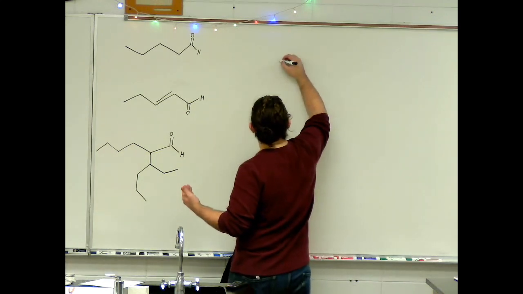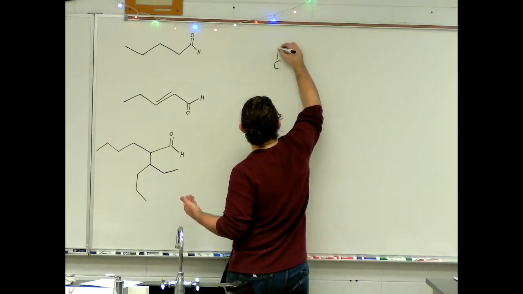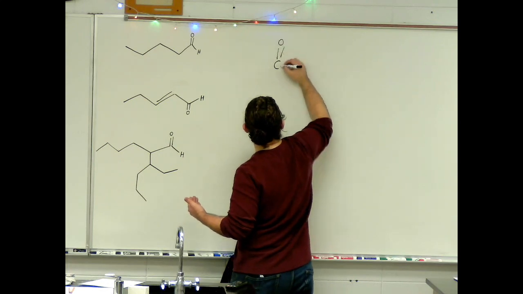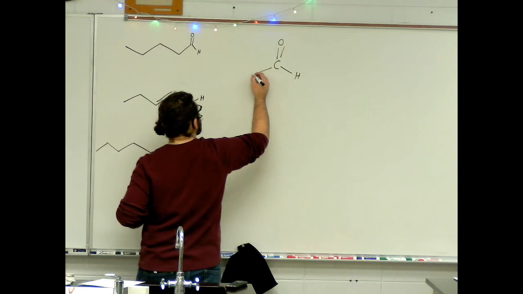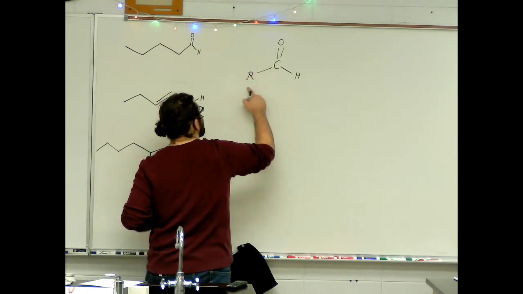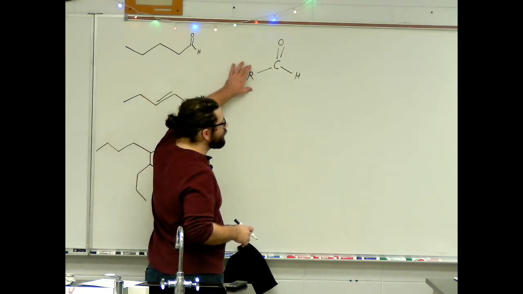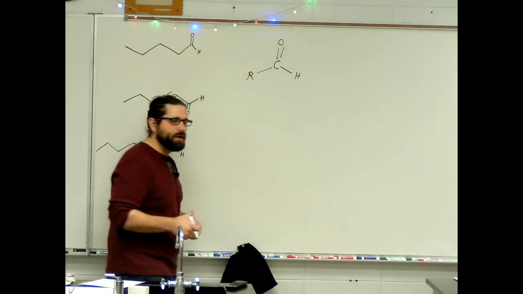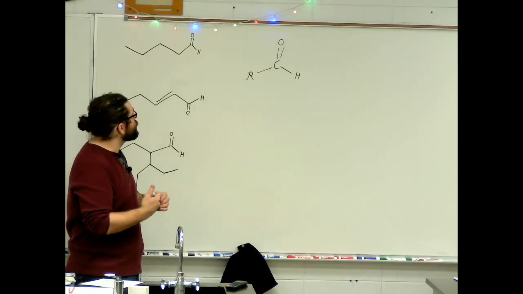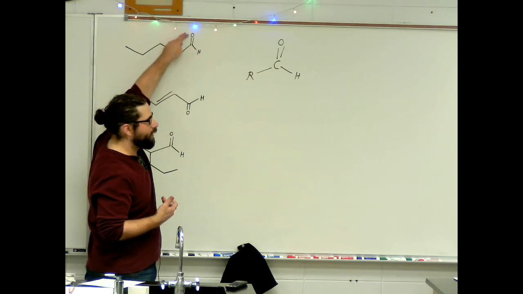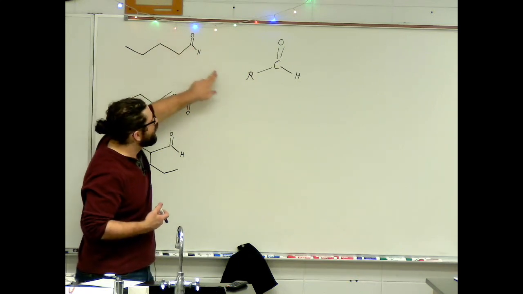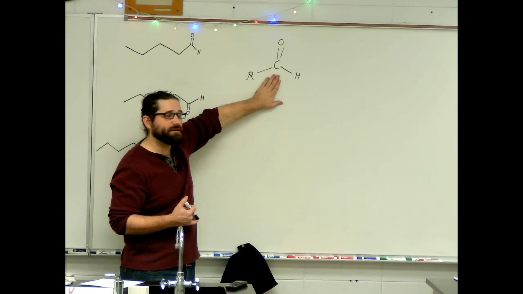An aldehyde is really a carbon, double bonded to an oxygen, single bonded to a hydrogen, and then having a carbon chain, which we represent with the letter R. That just means that it continues off somewhere else. Whenever we see that, we'll see it like this. There's our carbon, there's our double bonded oxygen, there's our hydrogen. That is going to be our aldehyde.